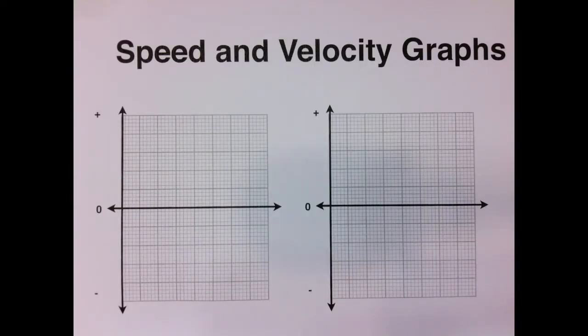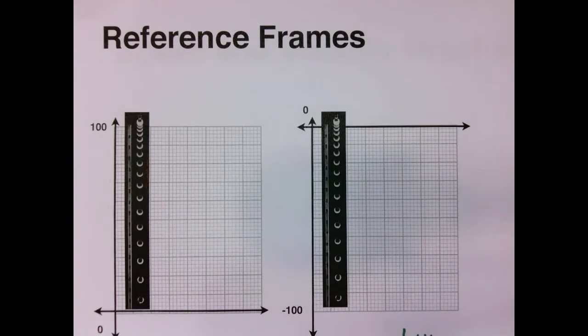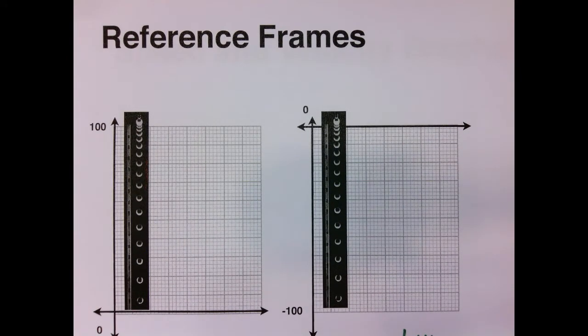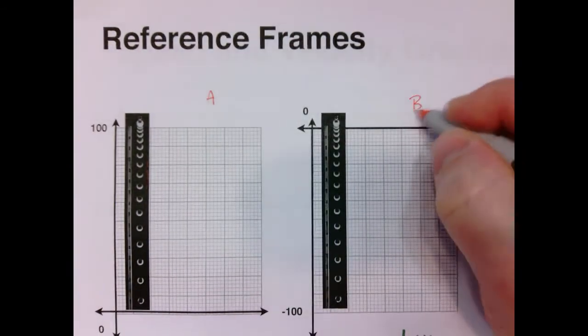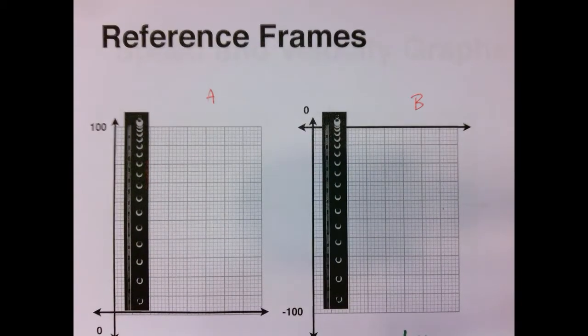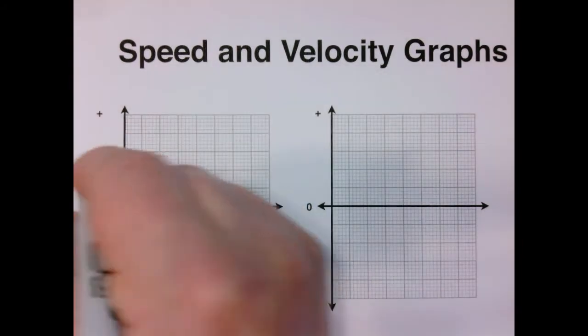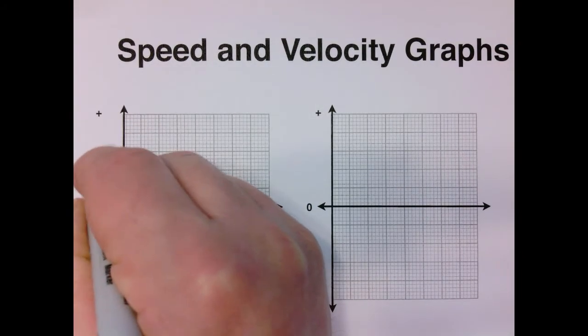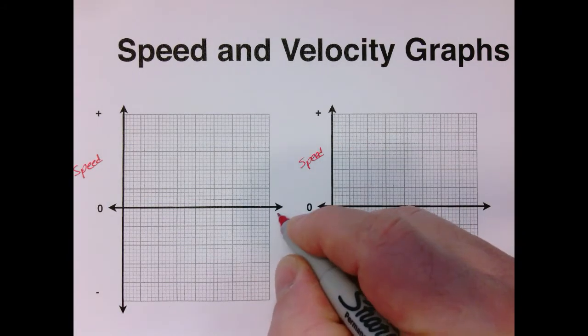Now it's time for us to take a look at the behavior of these free-falling objects. In the previous example, we considered two different reference frames. So what do the speed and velocity and position and displacement graphs look like from these two different reference frames? We'll call this one reference frame A and reference frame B. These graphs will be speed graphs. And this will be time.